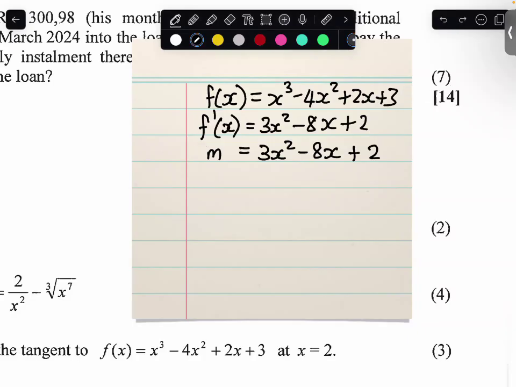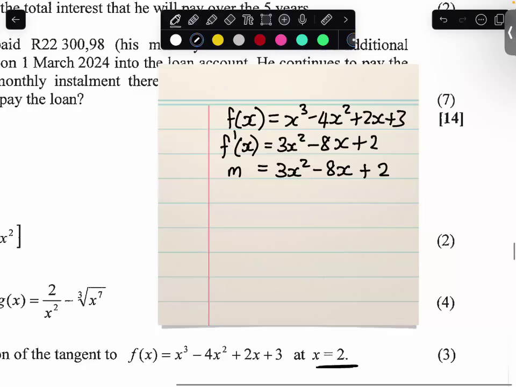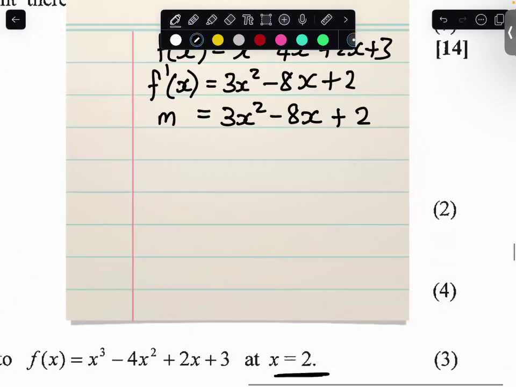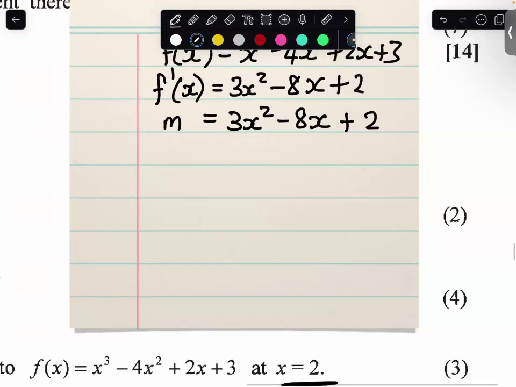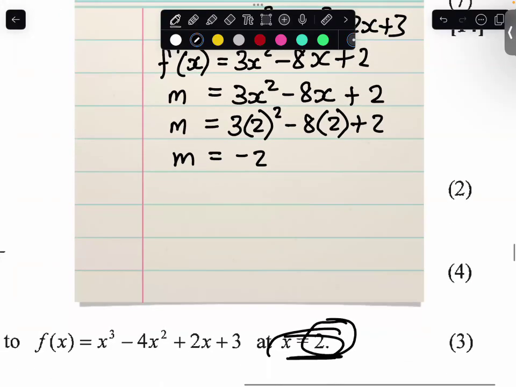But we want the gradient of the tangent at x is equal to 2. So remember, we're trying to find the equation of the tangent, an equation of a straight line. A tangent is a straight line, am I right? So I want the gradient at x is equal to 2. So it's a simple matter of me subbing in 2 in place of x, because it's telling me x is equal to 2. That will give me the gradient at x is equal to 2, which is -2, when we punch that whole thing in.